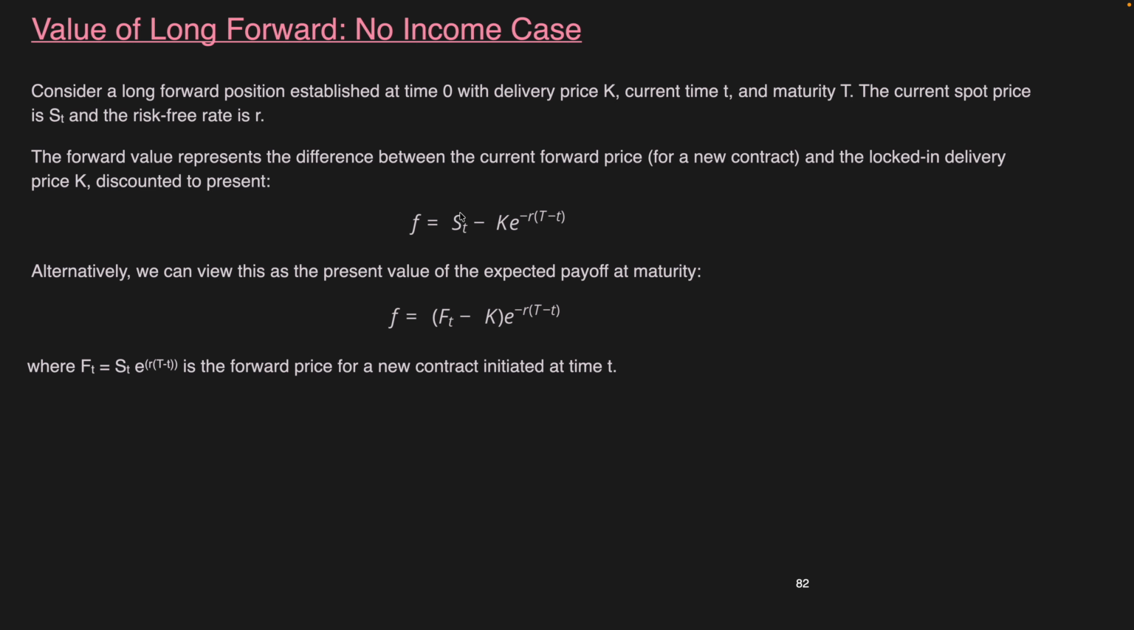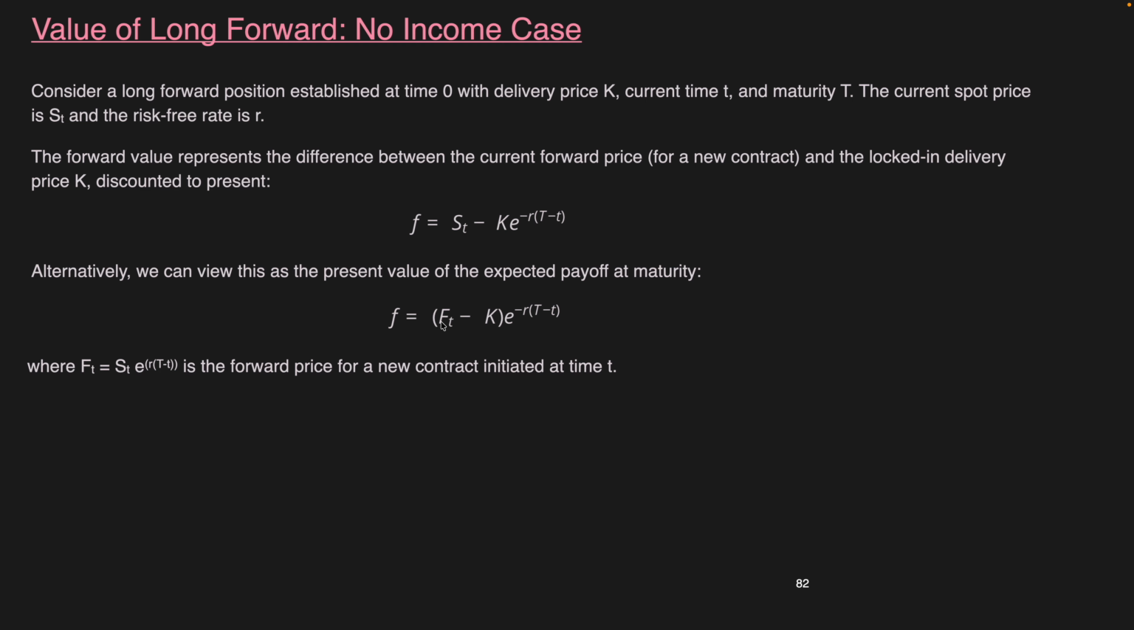So we are replacing ST with FT into e to the power of minus small r into T minus t. So we are getting this value F is equal to FT minus K whole bracket into e to the power of minus small r into capital T minus small t. This is a very simple formula manipulation. So here ST has been replaced by FT into e to the power of minus small r into T minus t. When you bring this whole entity to the left side, the e to the power of small r into T minus t will become negative.